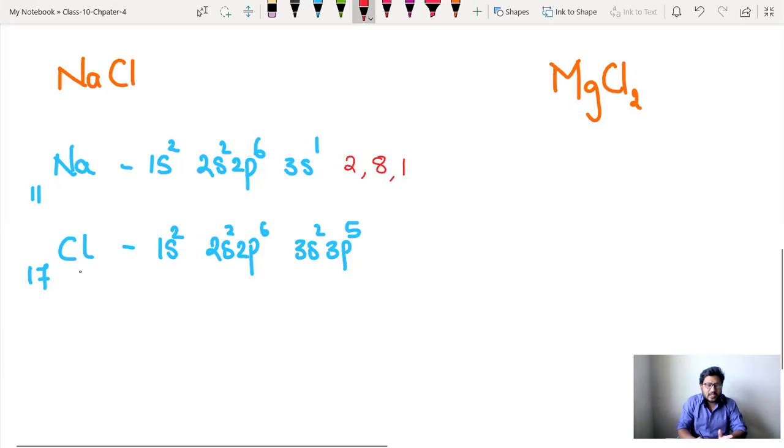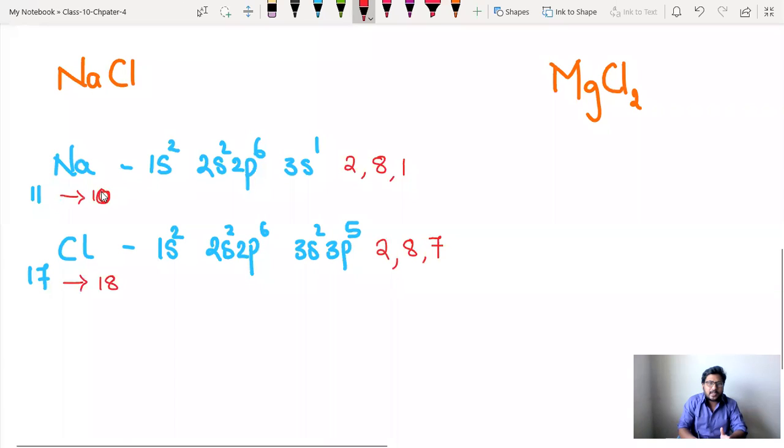What is the electronic configuration of chlorine? 17: 1s2, 2s2, 2p6, 3s2, 3p5. Or how you can represent it: 2, 8, 7. You know what is that 2, what is that 8, what is that 7? 2 is here. 8 means 6 plus 2, 8. 5 plus 2, 7. Here we have represented. Then is that 11 stable? No. Nearest element is 10. Is 17 stable? No. Nearest element is 18.